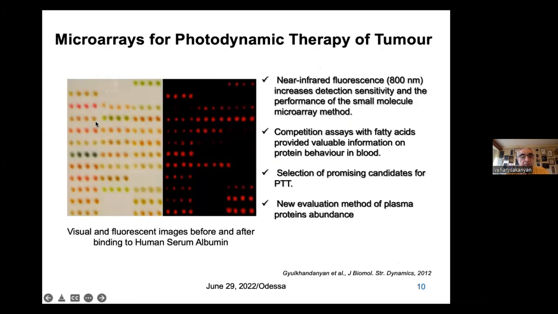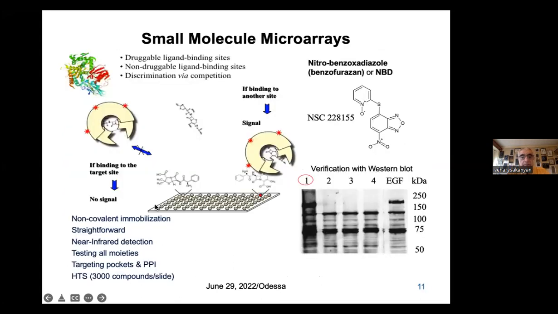And you can see here to the left different kinds of porphyrins which have been spotted on a microarray. After that, you use the spotted molecules for binding to the protein which is interesting for you. In this case, it was a fluorescence-labeled human serum albumin, and it was very important for the selection of the best porphyrin derivatives for photodynamic therapy of tumor.